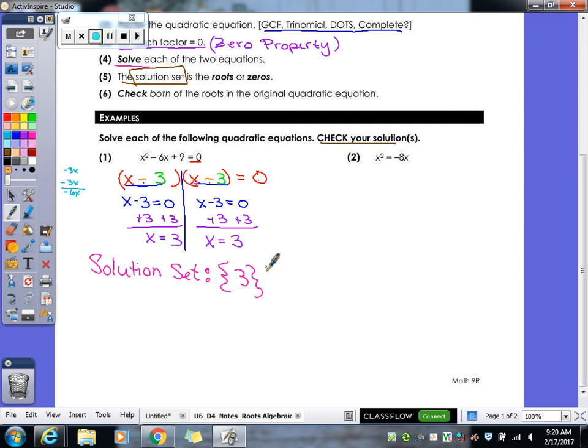Now we need to check our solution. We're going to use our calculator to help us do our check. I want you to go into your y equals and type in your x squared minus 6x plus 9.